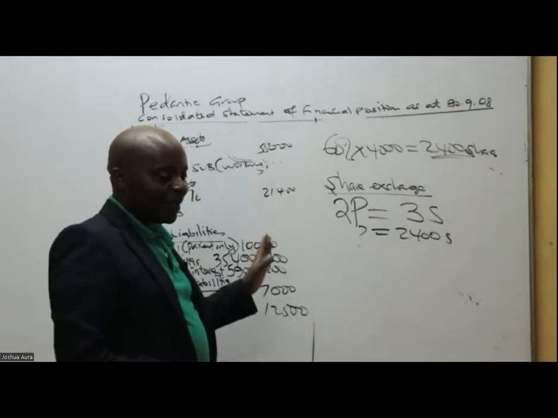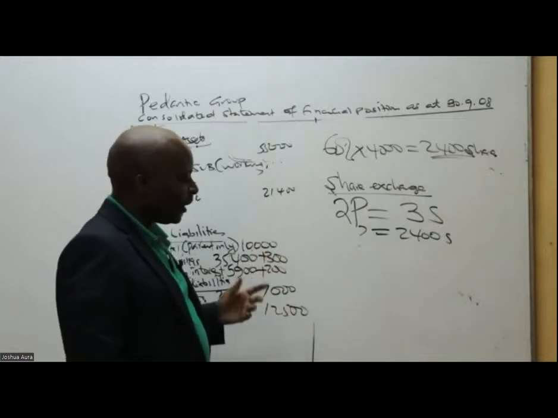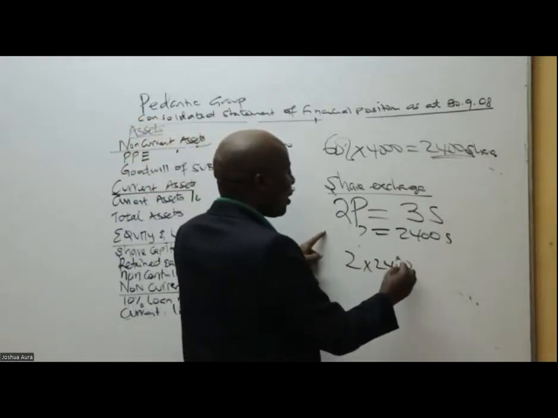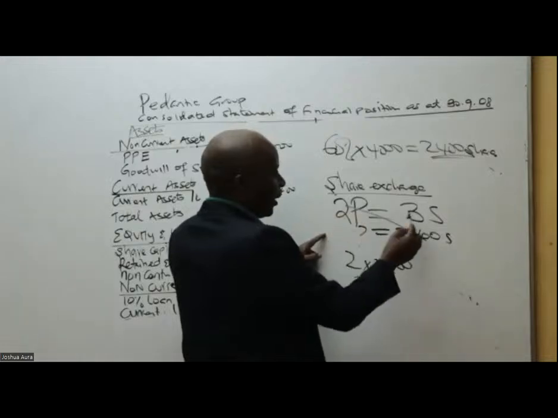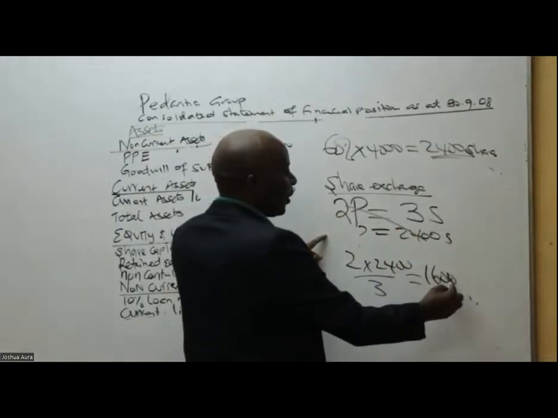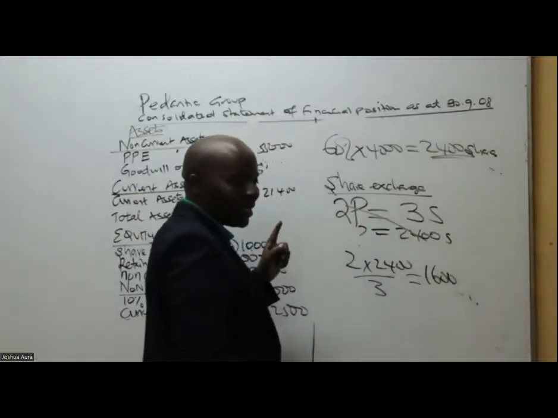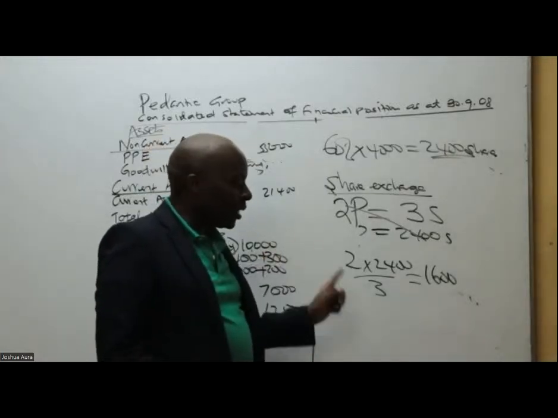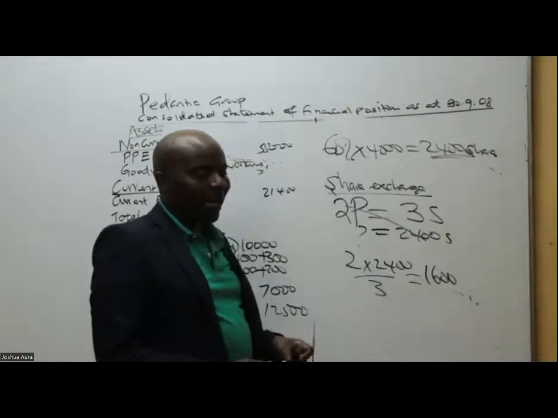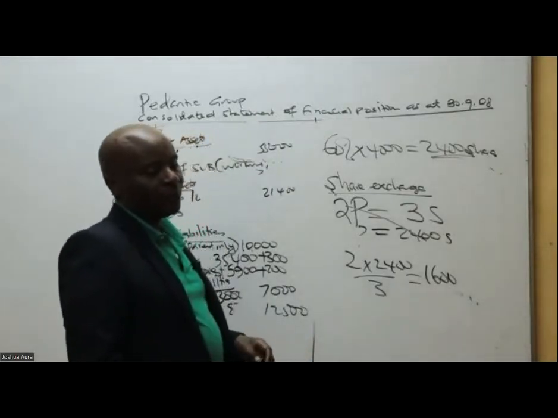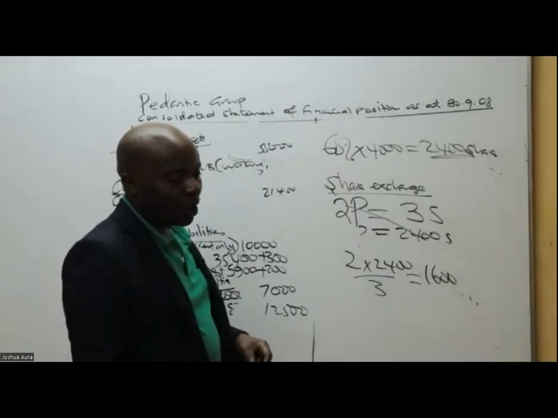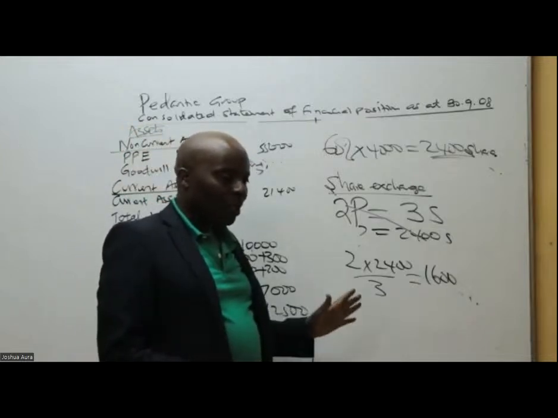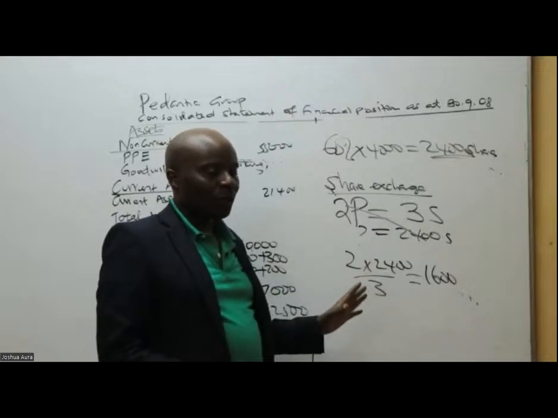Here I know I will repeat the 2 and 3. So when you cross multiply, it will be 2 times 2,400 divided by 3, which tells me that the parent gave out 1,600 shares. So please write for me there in a sentence that the parent gave out 1,600 shares.